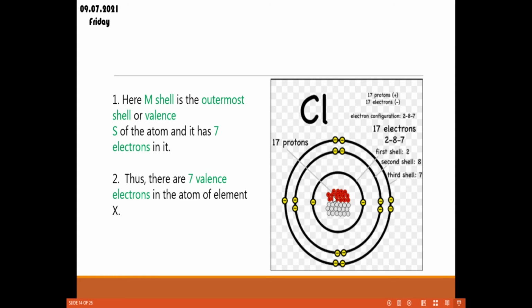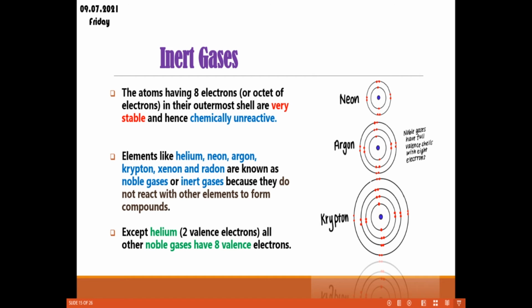This chlorine has 17 electrons, which means 17 protons. The number of protons is equal to the number of electrons, and it is also the atomic number. See here, 2, 8, and then 7. 7 is in the outermost shell. So there are 7 valence electrons in the atom of the element.